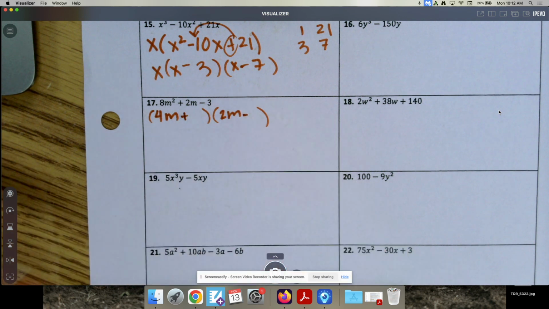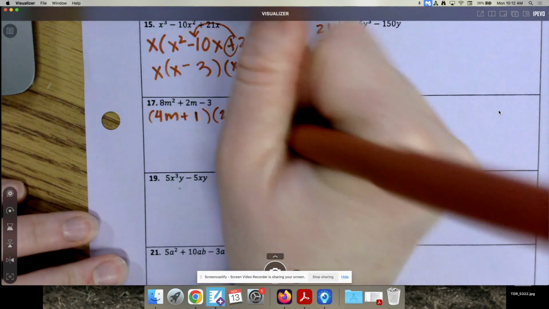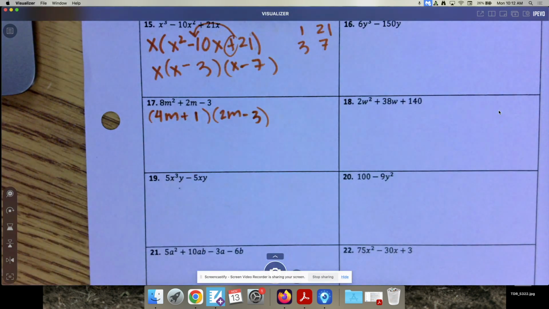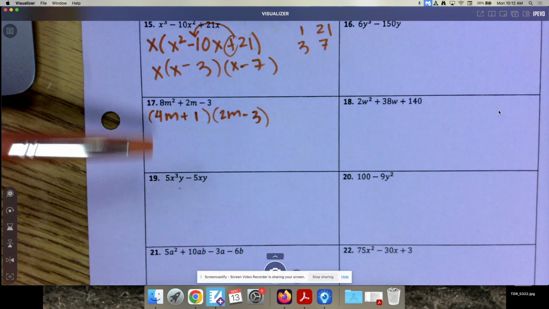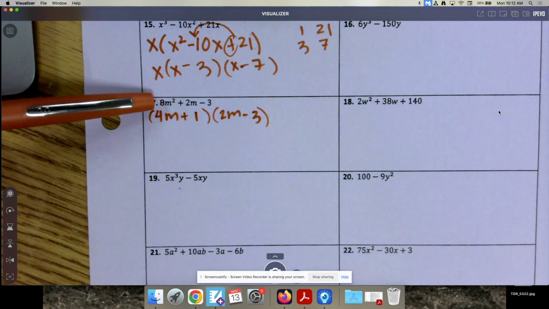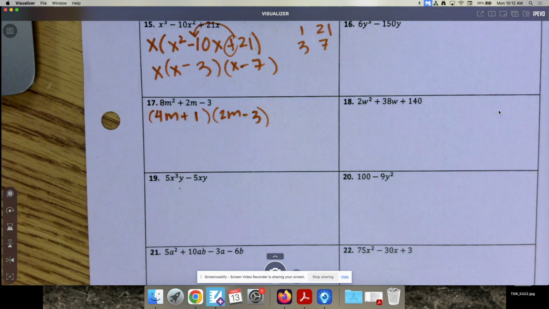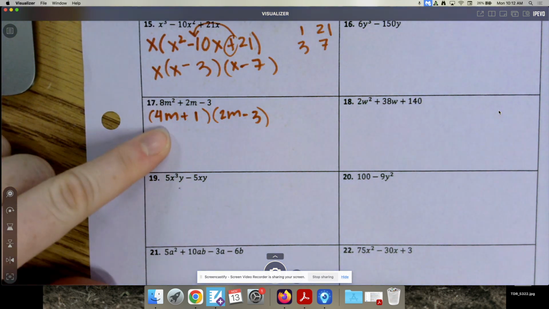And then what do we have to multiply to? 3. What's the only thing that multiplies to 3? 3 and 1. And you just put them in there. Yes, 1 minus 3 is a 2, but because of this 8 in front, we're not guaranteed where anything is going to go. We know this is right by foiling it out.